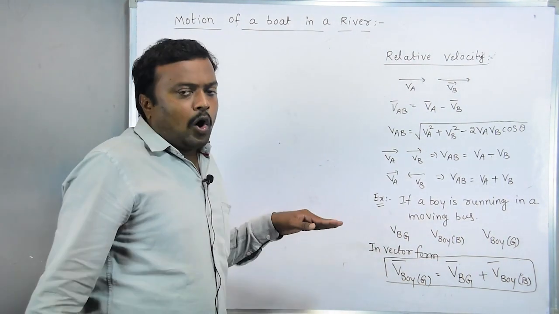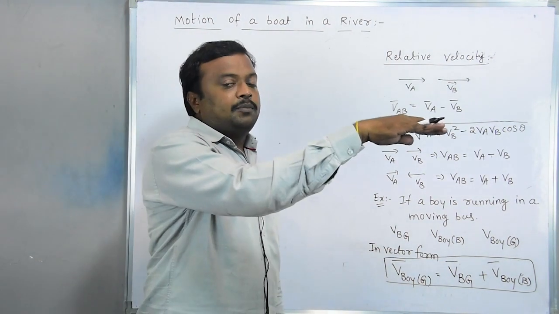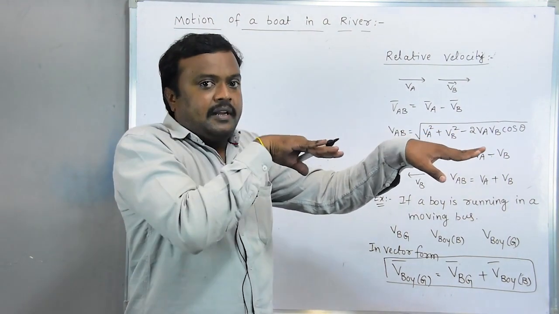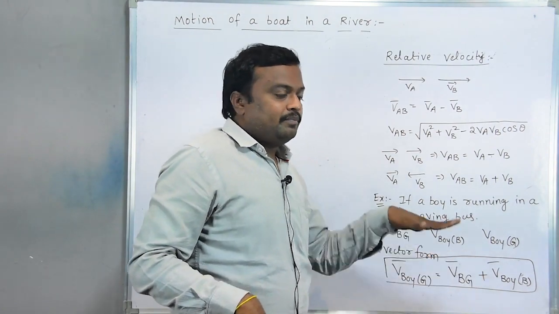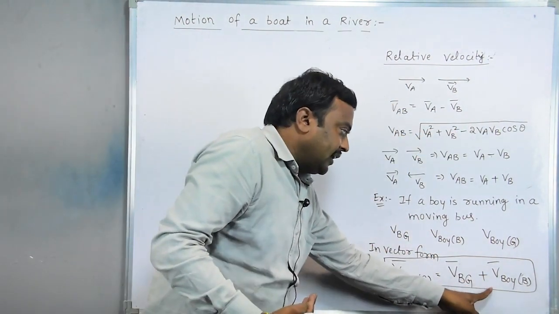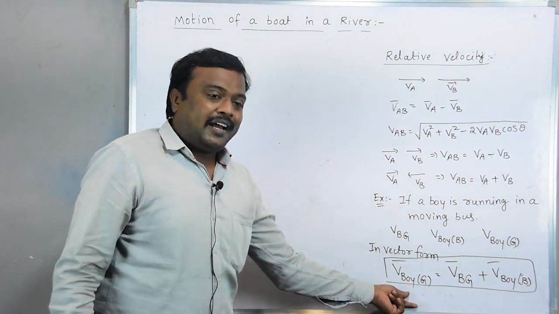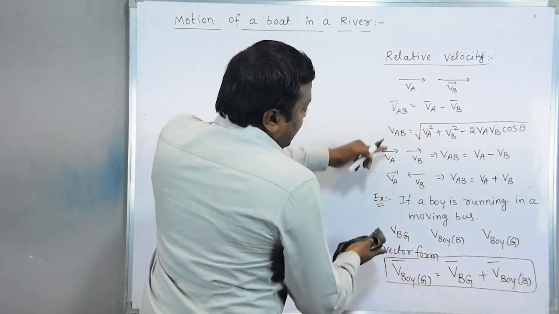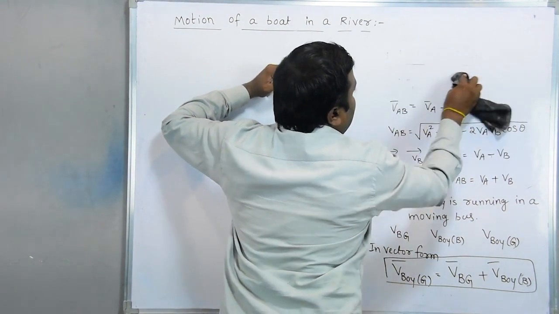Suppose the boy is moving in the same direction where the bus is moving. If bus motion and boy motion are both in the same direction, then we can take positive, plus directly in magnitude form. If the motion of bus is in this way and the boy is in the opposite direction, we will write a negative sign here. Okay, this is the comparison. Frame of reference is not at rest. These examples are when the frame of reference is at rest.